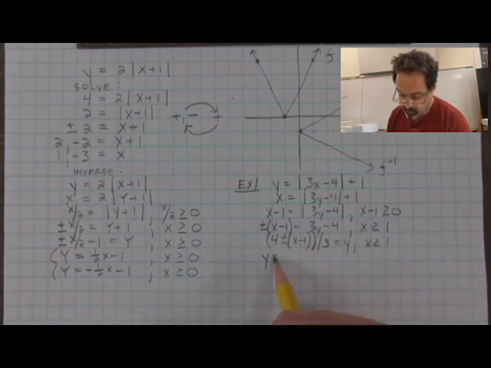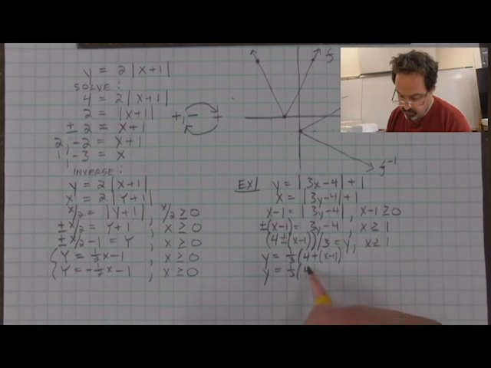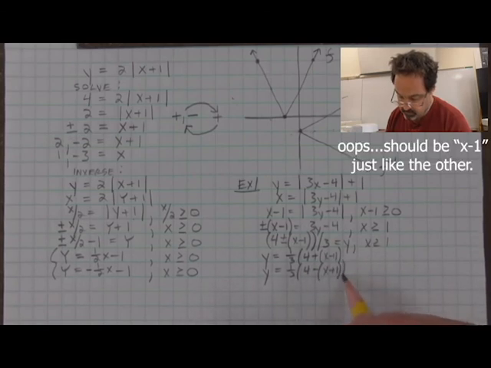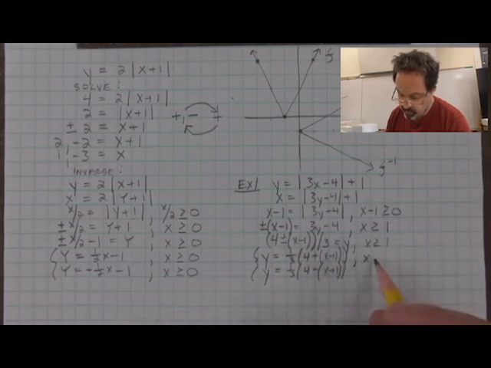y is equal to 1/3 for plus x minus 1, and y is equal to 1/3 for minus x plus 1. Both together with the domain restriction that x has to be greater than or equal to 1.